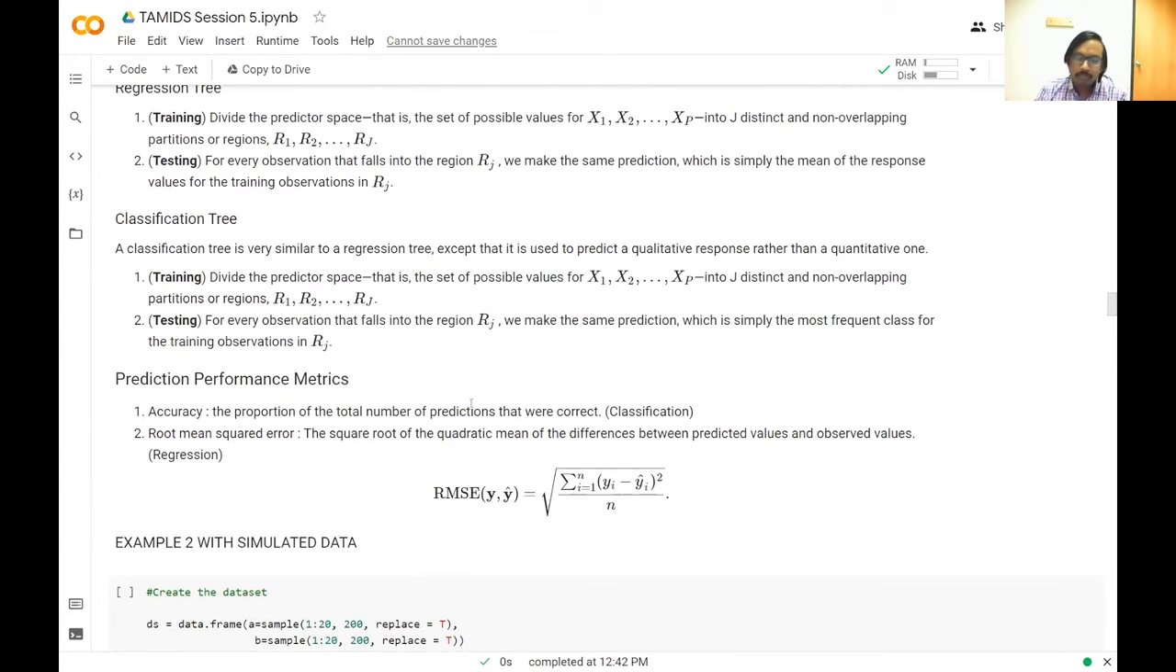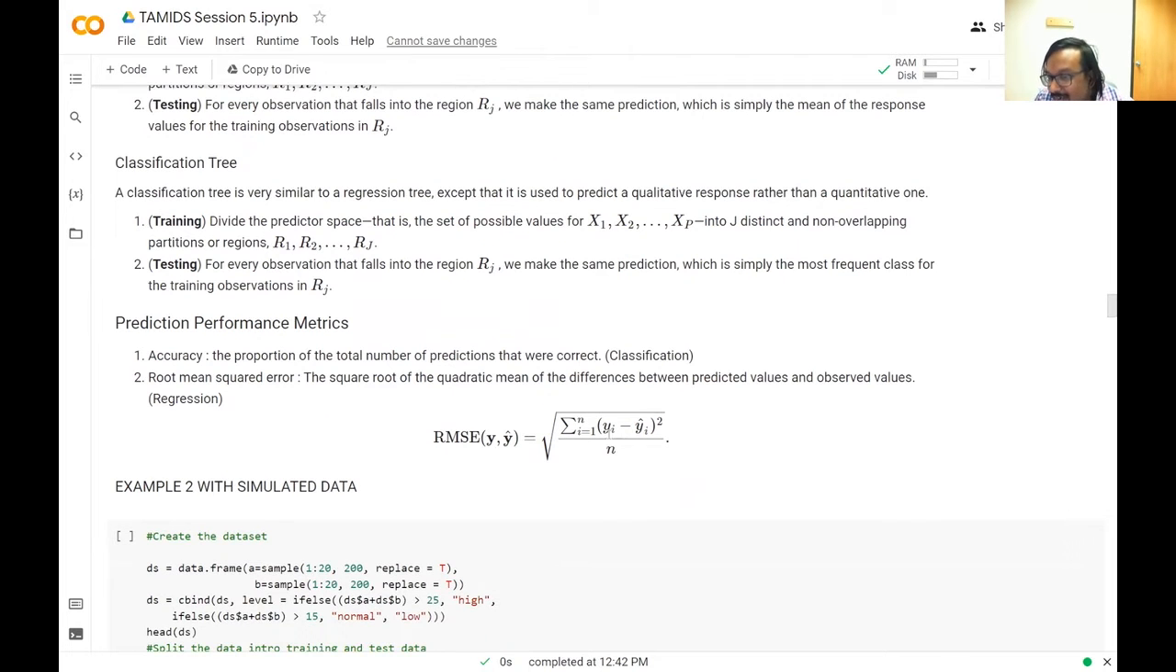Now, for prediction performance metrics, we already looked at accuracy when we were talking about the naive Bayes classifier. We can still use accuracy as the proportion of the number of predictions that were correct. If we are looking at regression trees, we can look at the root mean squared error. Suppose you have n test observations and their corresponding predicted values. You look at the difference, that means the residual, and you square them for each of the observations. Then you take the average of these squared differences, and then you take the square root. This particular metric, root mean squared error, is very standard in the statistics literature.